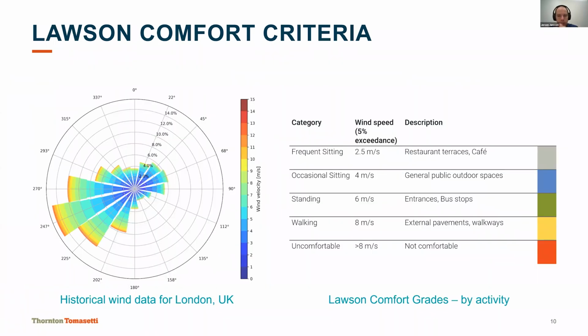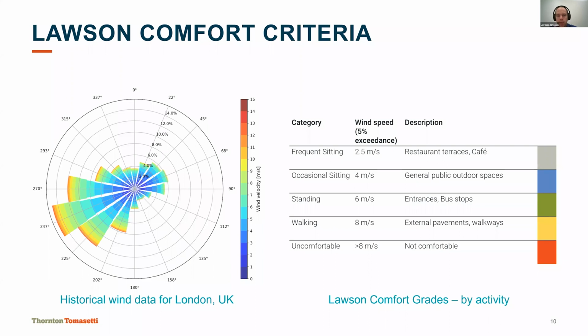And this really described that. So you've got your 16 directions, compare that. So in this case, it's the windrose for London on the left. You compare that with the probability of the wind coming from that direction with that certain speed. And then you can convert that into, there's a few of those comfort criteria. This specific one is the Lawson comfort criteria for London.